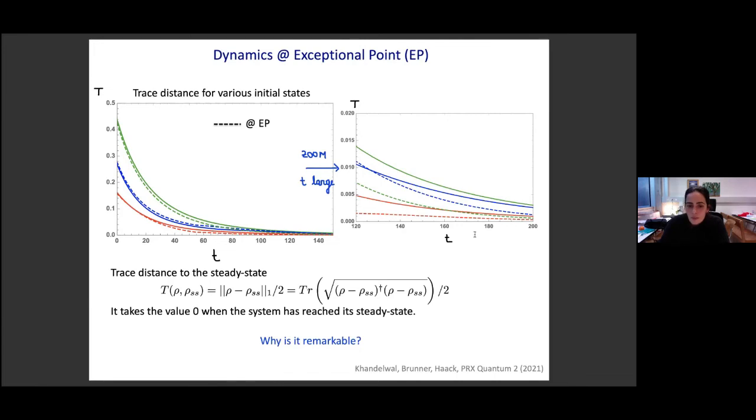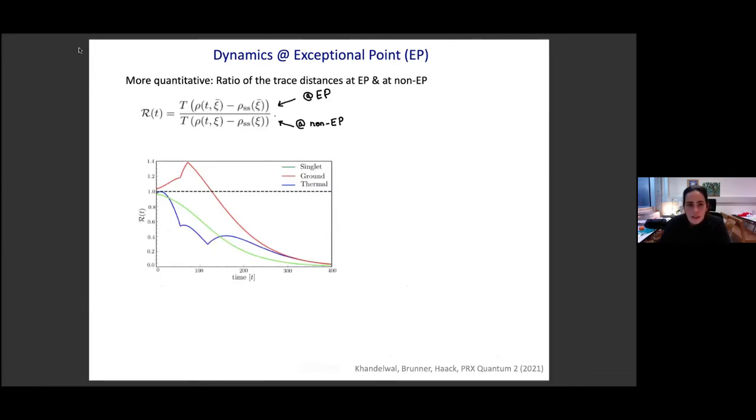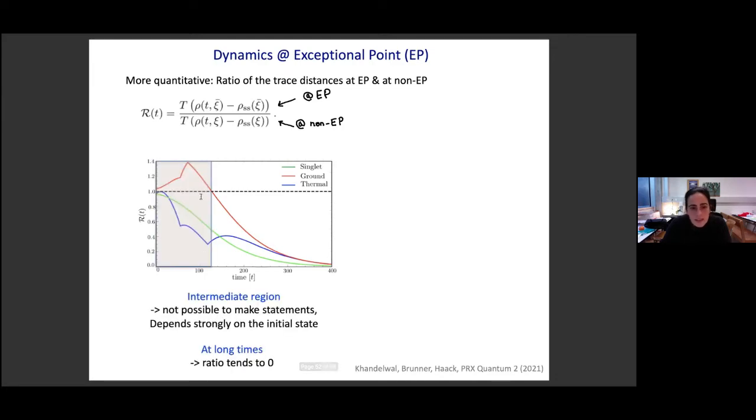And so why is it remarkable? This I already told you. This is achieved with realistic parameters for experiments, and now we want to see whether this really corresponds to critical damping. For this, we took the ratio of the trace distance at EP and at non-EP for the different initial states. And what you can see is that at intermediate times, until time 120, more or less, one cannot say anything.